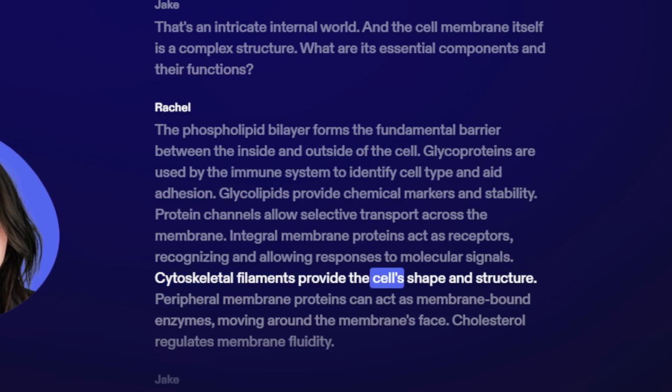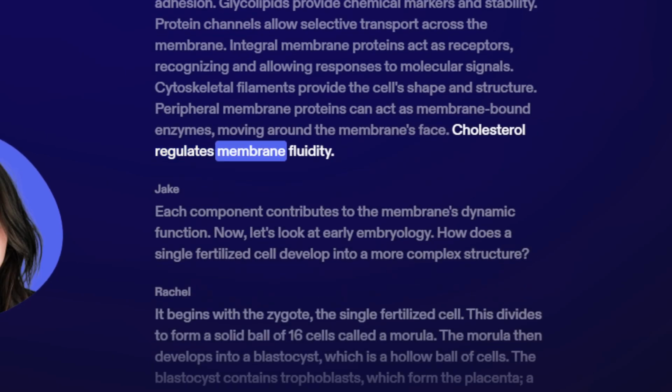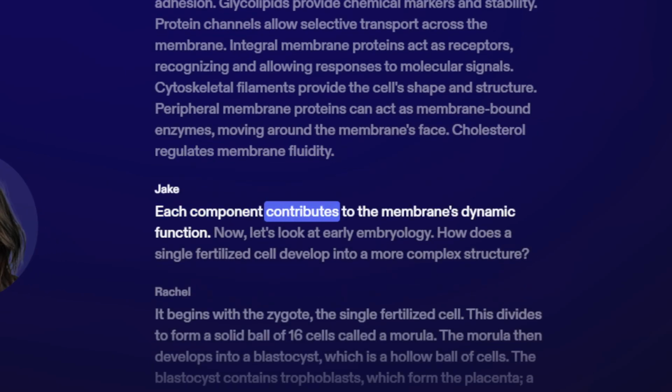Cytoskeletal filaments provide the cell's shape and structure. Peripheral membrane proteins can act as membrane-bound enzymes, moving around the membrane's face. Cholesterol regulates membrane fluidity. Each component contributes to the membrane's dynamic function. Now, let's look at early embryology. How does a single fertilized cell develop into a more complex structure?